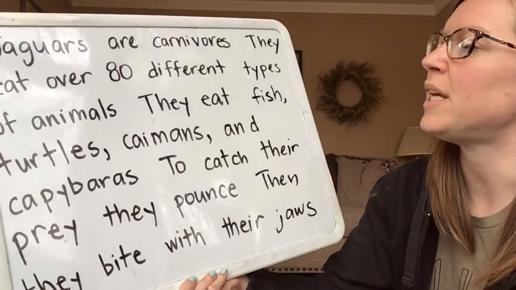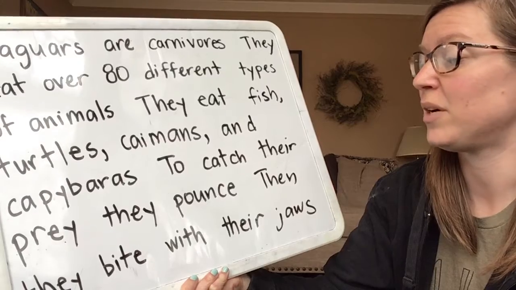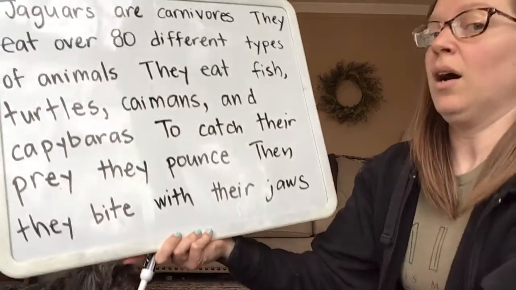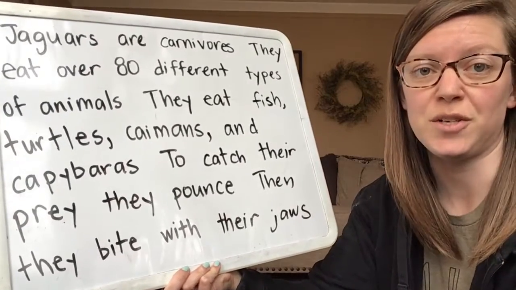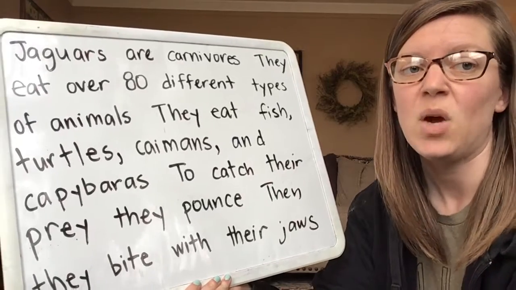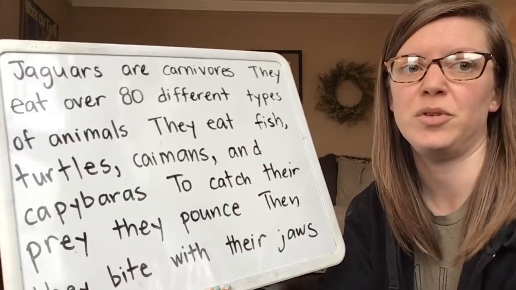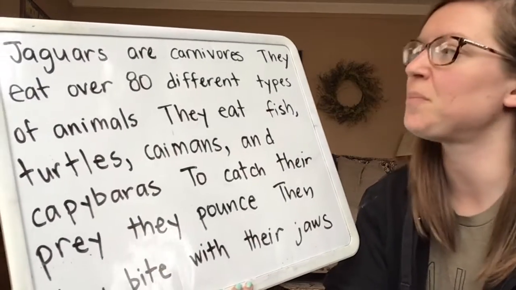Jaguars are carnivores They eat over 80 different types of animals They eat fish, turtles, caimans, and capybaras To catch their prey they pounce them they bite with their jaws. I never stopped to take a breath because there was no punctuation. So what I want you to do is listen, and just like we would do in our classroom, when it's time for some punctuation, I want you to snap, or if it's hard for you to snap your fingers, you can hold up your hand like this when you think it's the end of a sentence.